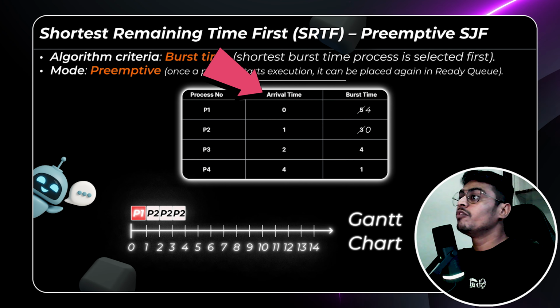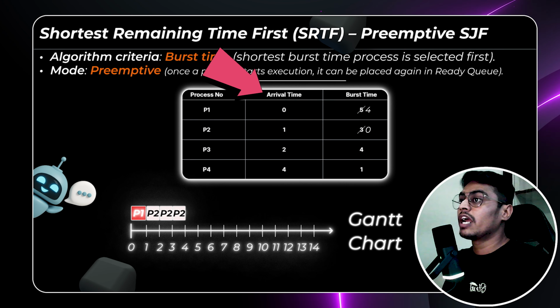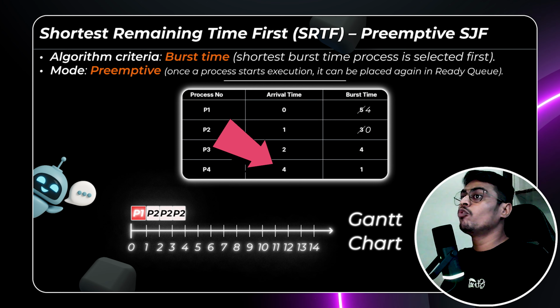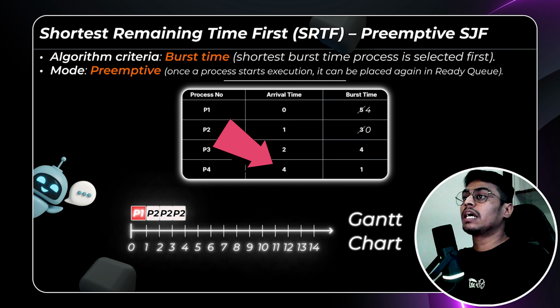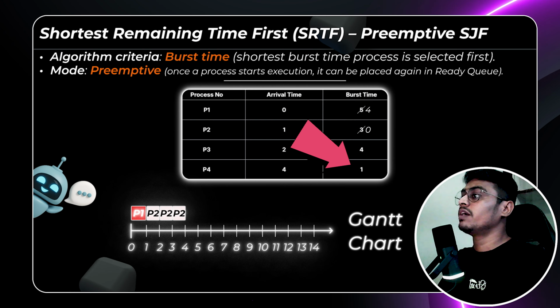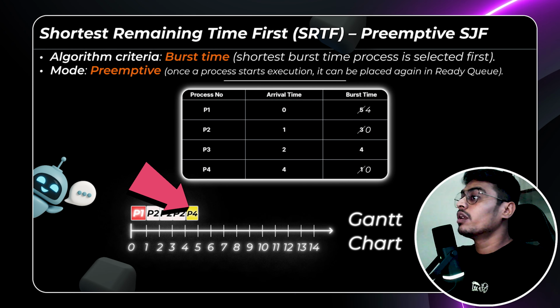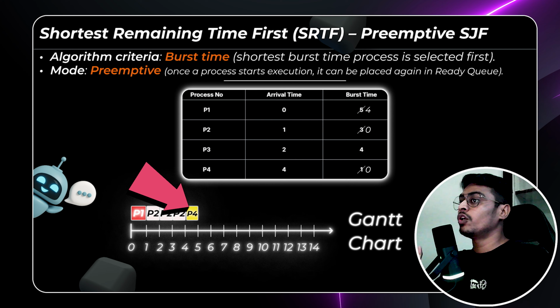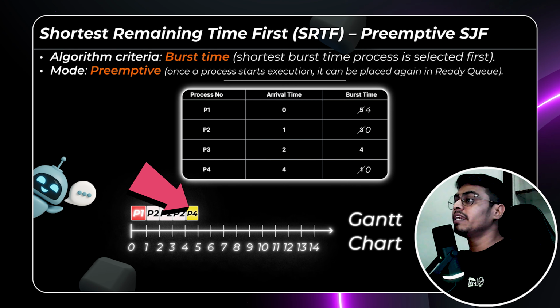Now at 4 we will check again which process has arrived. At time 4 P4 has also arrived in the ready queue. Now you will compare again which has the lowest remaining burst time. P4's burst time is lowest with 1 unit. So we will run P4, but its burst time is only 1 unit, so obviously it got completed and terminated, and after that we are at 5.